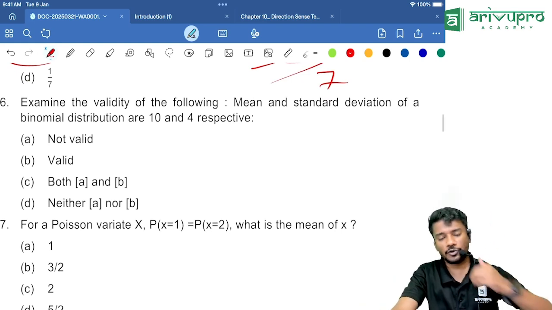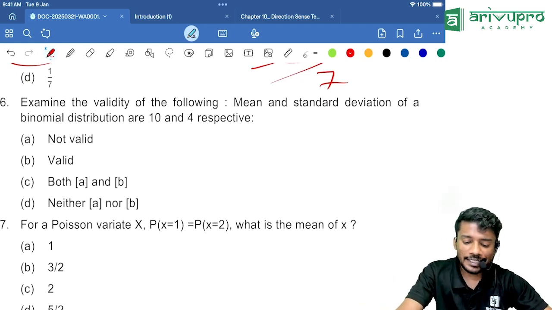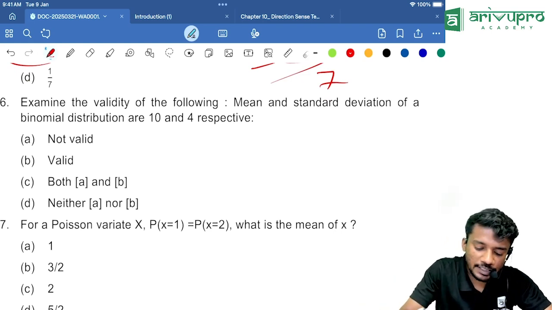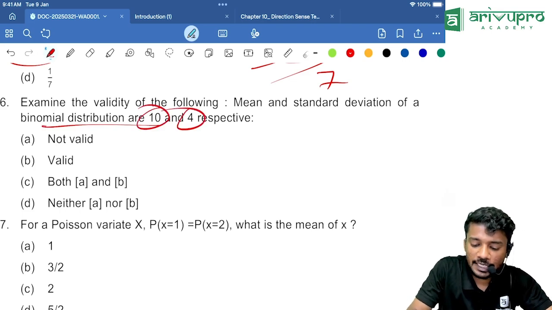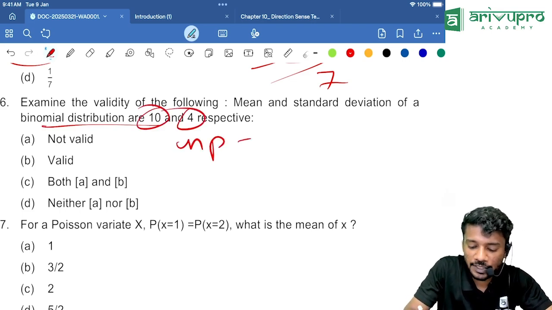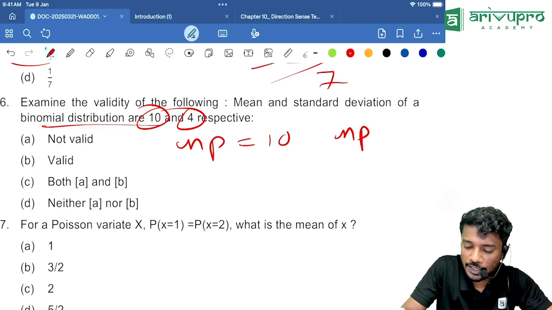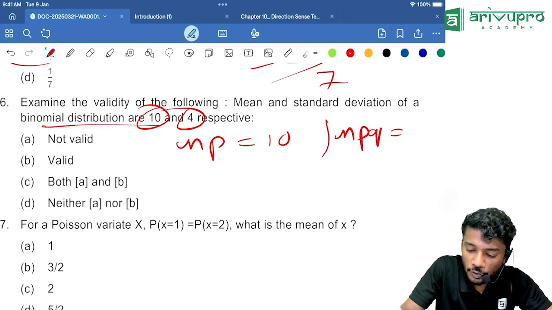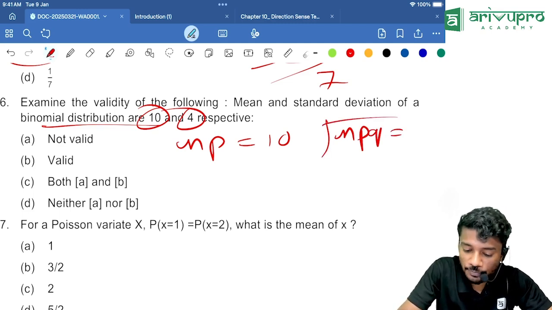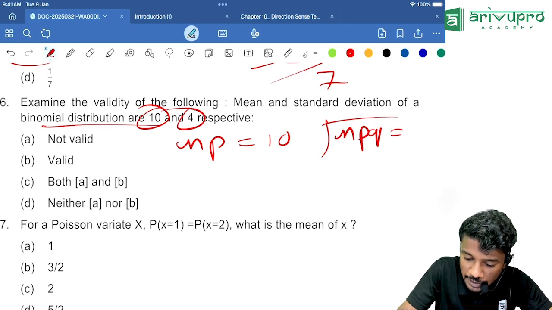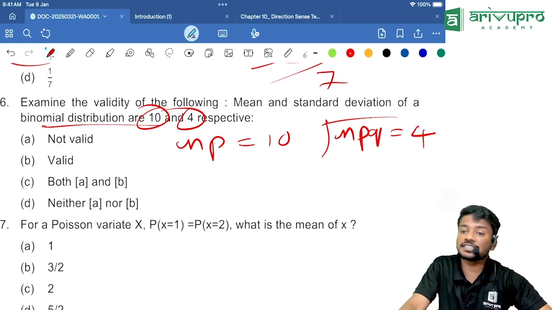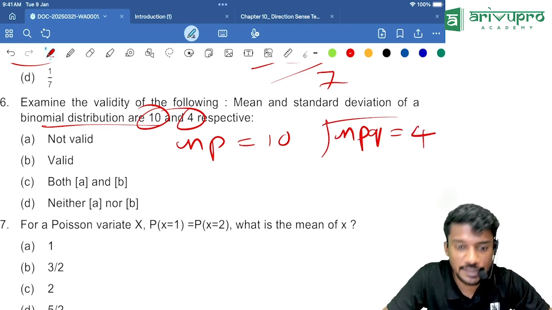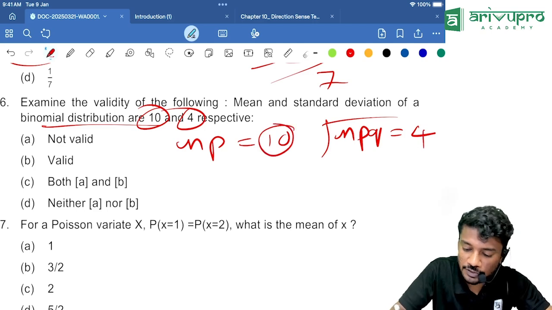Now look at the question. Examine the validity of the following. Mean and standard deviation of the binomial distribution are 10 and 4 respectively. That means NP is equal to 10, and root of NPQ is equal to 4. Variance is NPQ, so root of NPQ is the standard deviation. So substitute this over here.